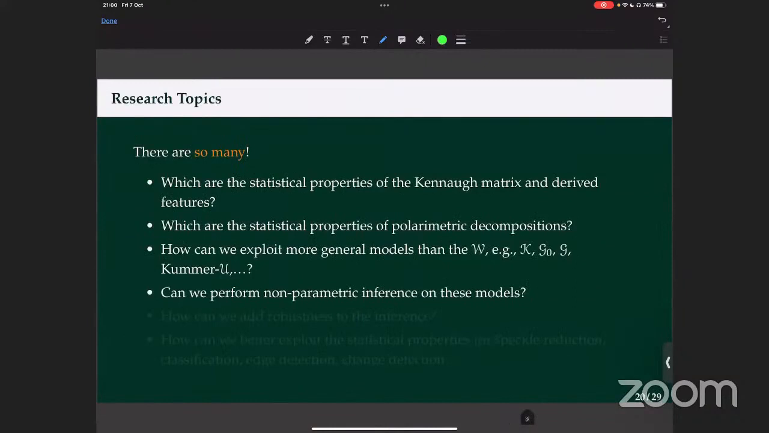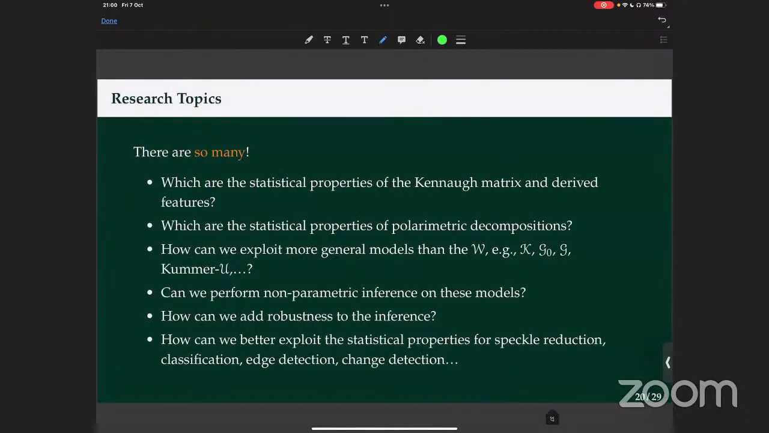Can we perform non-parametric estimation? I am totally in love with non-parametric statistics because it's related to something which I like very much, which is robustness. So these things are usually related, and we want to use non-parametrics and robustness in inference. And in general, how can we exploit the statistical properties, for instance, speckle reduction, classification, edge detection, change detection, etc.? How can we do better than what has already been done?